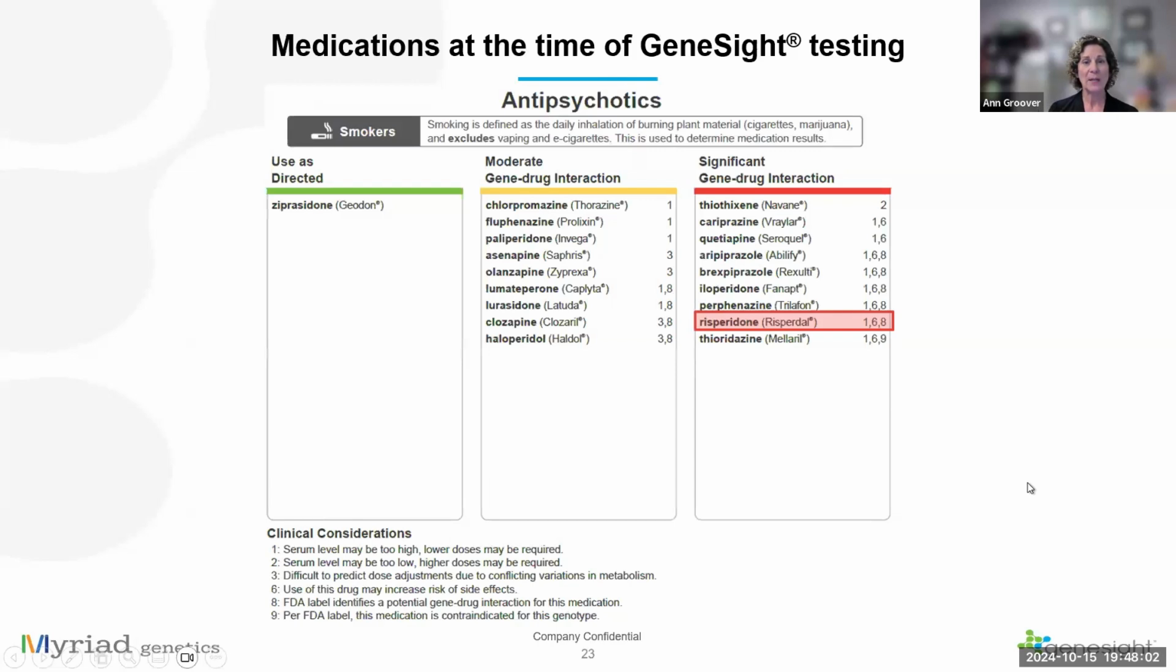All right, so medications at the time of testing, we're seeing risperidone pop up a lot over here in the red, because I think a lot of our examples have that slow 2D6 metabolism. But this is what he was taking.